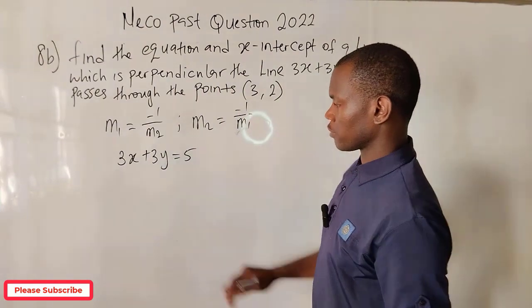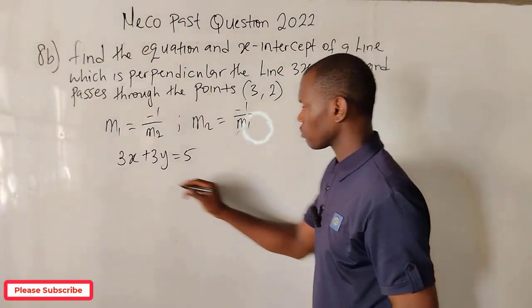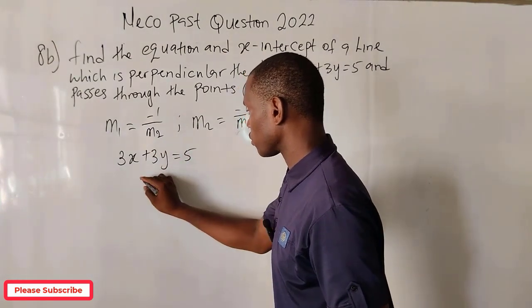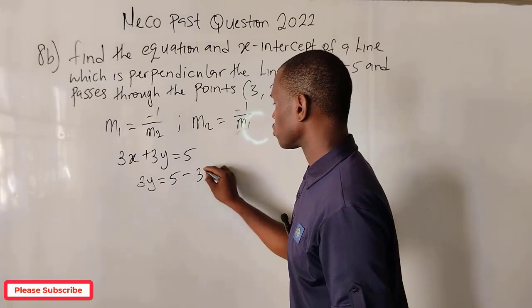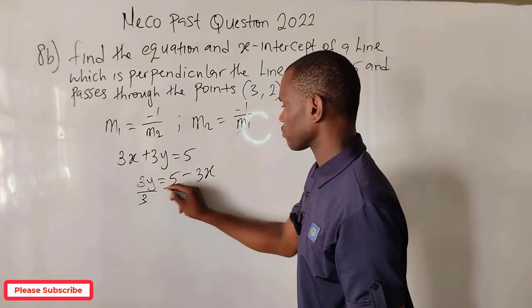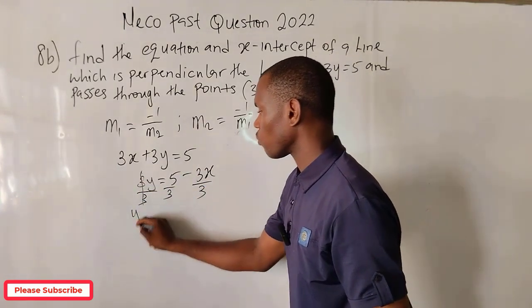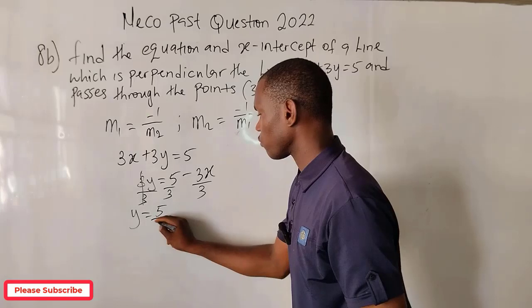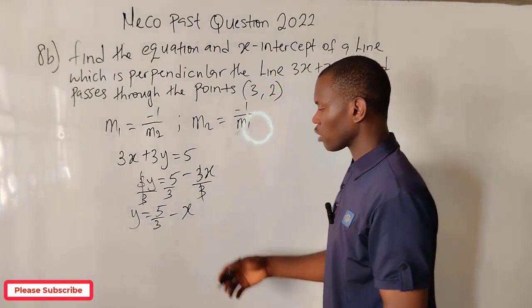To get the slope of this line, I will write it in slope-intercept form. That means making y the subject. 3y equal to 5 minus 3x. Then I'll divide through by 3, which is the coefficient of y here. So y is equal to 5 over 3 minus x, because 3 will divide 3 to give me 1.